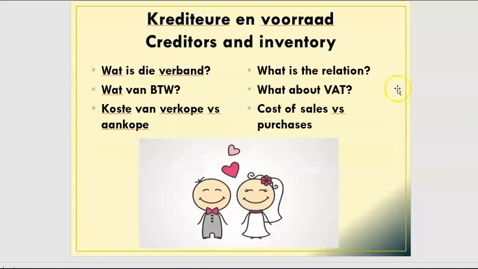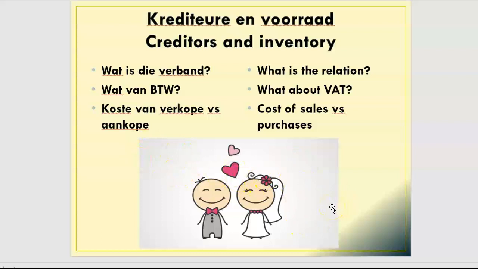It's only on expenses which are zero rated or exempt from tax where there won't be any VAT included. Now, creditors and inventory, they should be like a married couple: very close to each other, very much in love, and the one can't go without the other. So there's a very, very close relationship between creditors and inventory. What is the relationship then? When I purchase any merchandise on credit, that means I'm going to debit inventory, or if it's periodic, debit purchases, and I'm going to credit my creditors account.